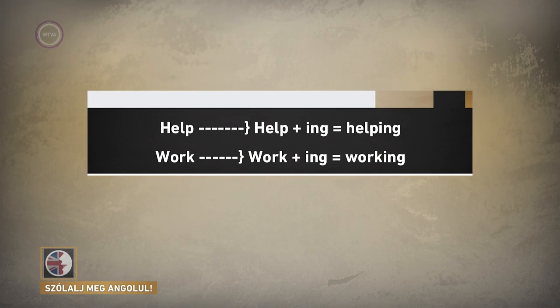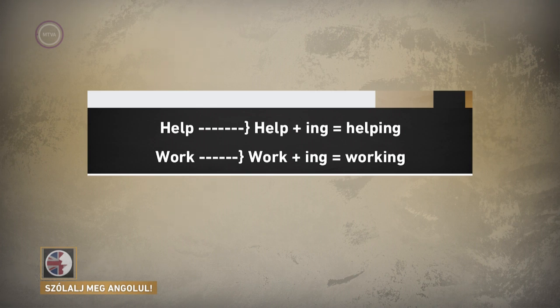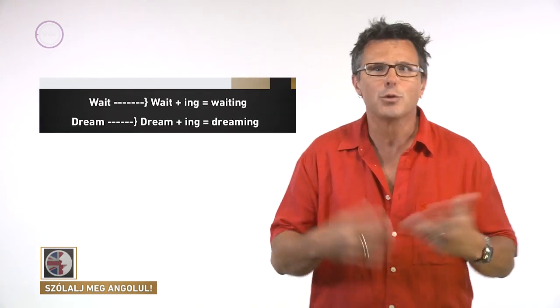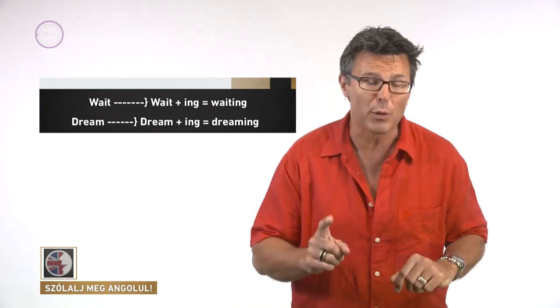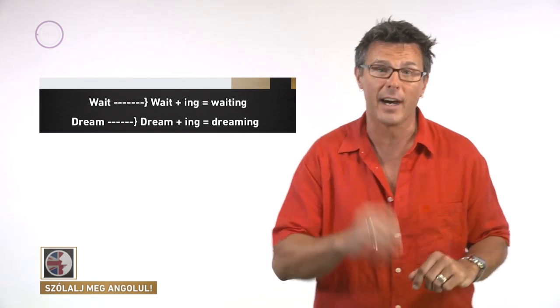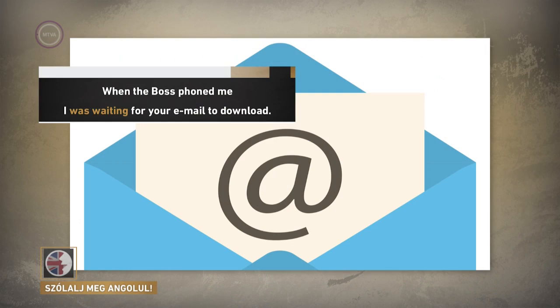So, helping has only got one P and working has only got one K. If the verb ends in two vowels plus a consonant, like the verb to dream or the verb to wait, we also don't double the last letter before we add ing. When the alarm clock woke me, I was dreaming about rhubarb crumble. When the boss phoned me, I was waiting for your email to download.